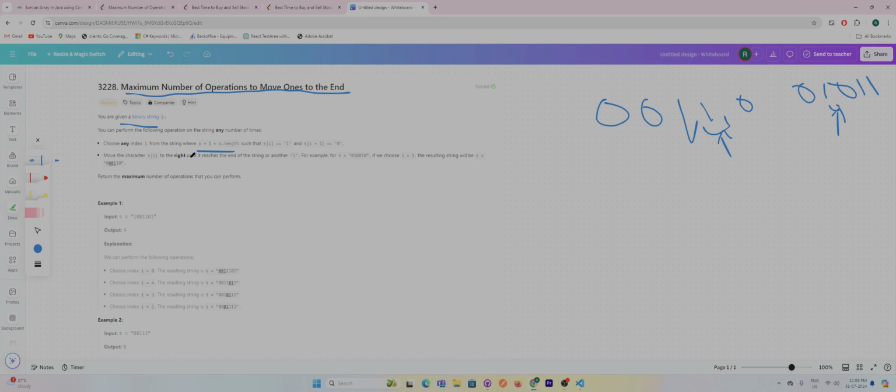Now the question is, move the character s[i] to the right until it reaches the end of the string or another 1. For example, if s is 0 1 1 0 0 1 and i equals 1, the result is going to be 0 0 0 1 1 1. So what can I do? This is the 1. I can slide it to the right until it reaches another 1, so it can take the zeros' positions, or it can reach the end. If these two are ones, they are not valid, because if I slide it, it's going to go nowhere, and s[i+1] is not 0. Now return the maximum number of operations like this that you can perform.